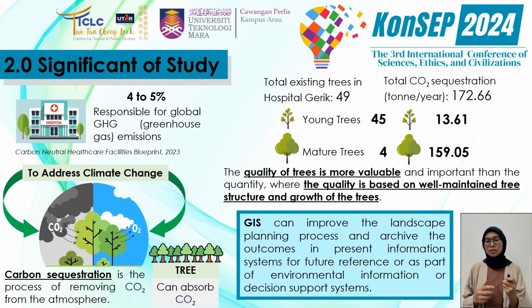The result of carbon sequestration by mature trees in the study area proved that quantity does not represent quality, by showing 4 mature trees have higher carbon sequestration than 45 young trees. One of the ways to improve the landscape planning process and achieve the outcomes in a present information system for future reference, or as part of an environmental information or decision support system, is by using GIS application.